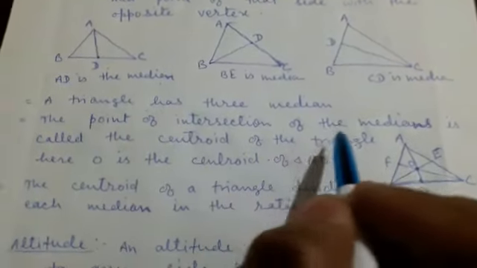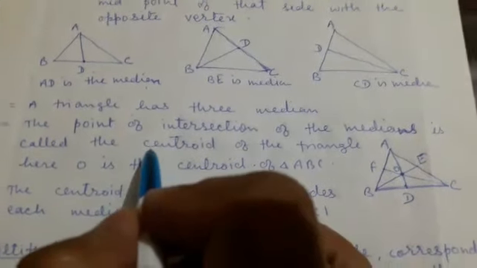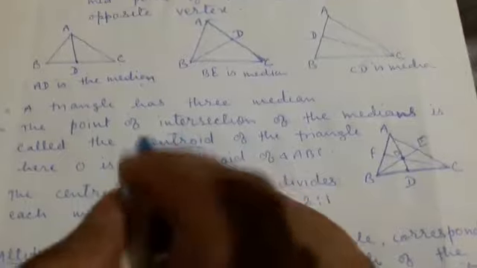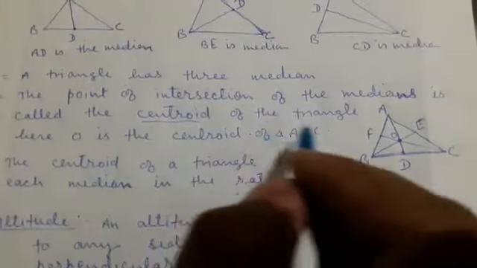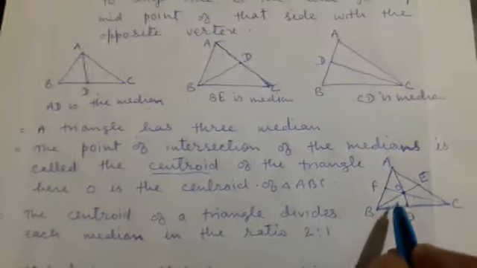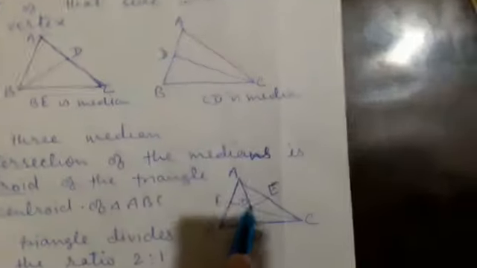The point of intersection of the medians is called the centroid. Remember it. What do we call it? The point of intersection of the medians is called the centroid of the triangle. Here O is the centroid of triangle ABC. See, all the medians are intersecting at one point, and this common point will be known as the centroid.